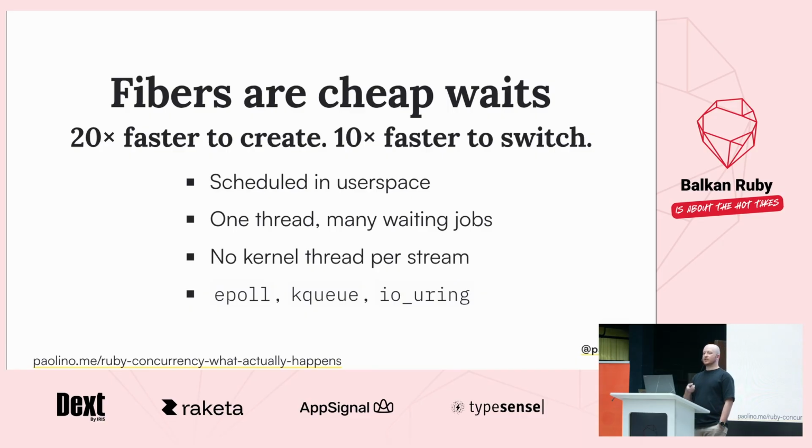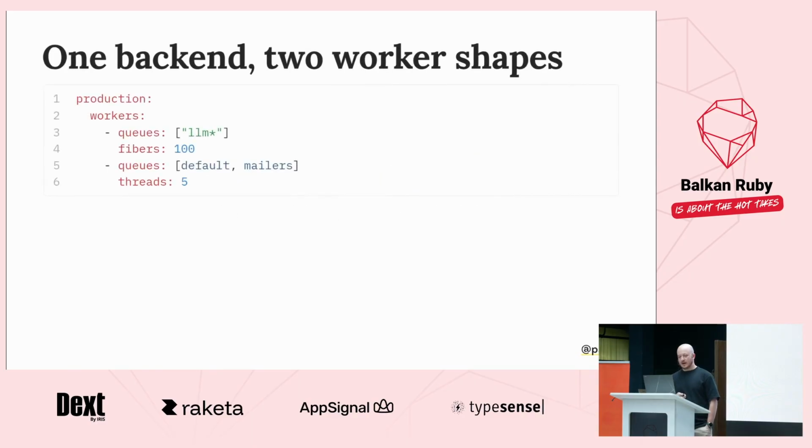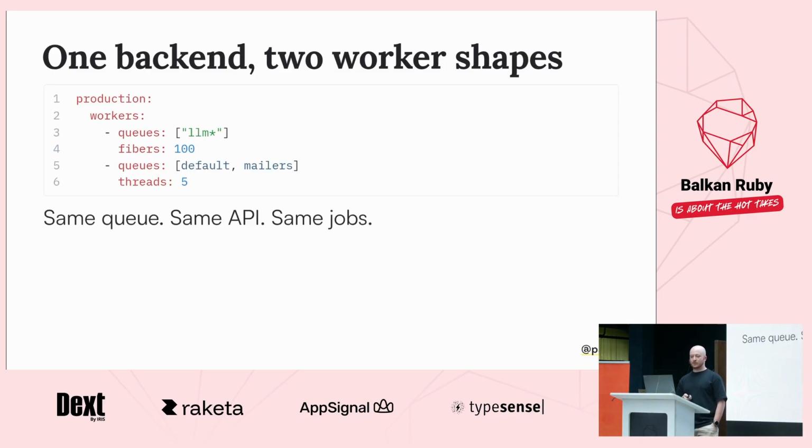So I wanted to have Solid Queue, but in fiber mode. And so I made a PR. And how does it work? Well, you just change this. Instead of the number of threads, you put the fibers number. That's it. And now you can have one single backend with two worker shapes. So it's the same queue, the same API, the same jobs, but the LLM jobs are running in fibers, and the other jobs that are maybe CPU bound or whatever else, they can run in threads.